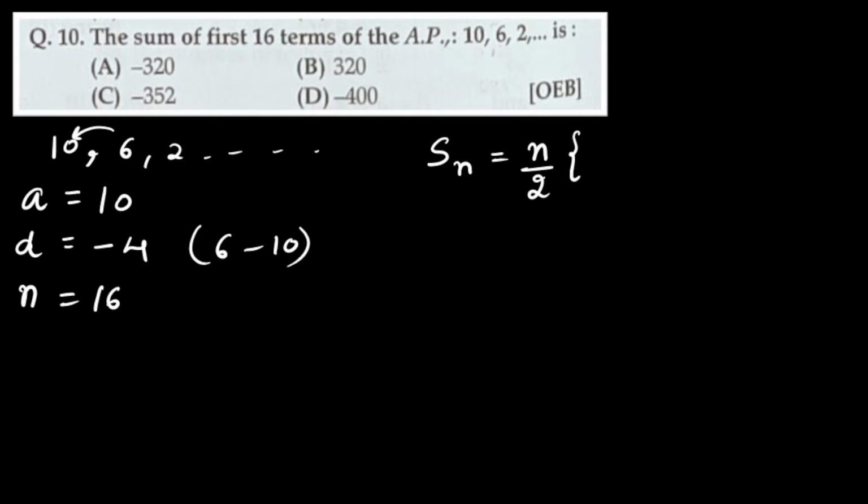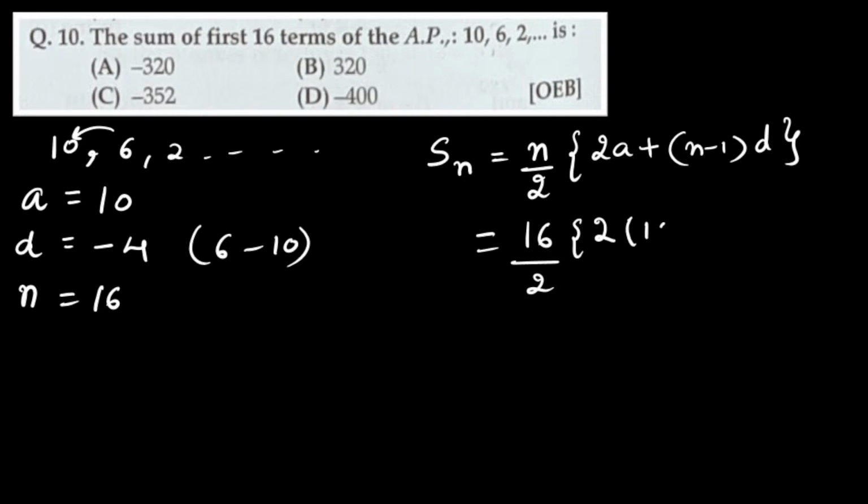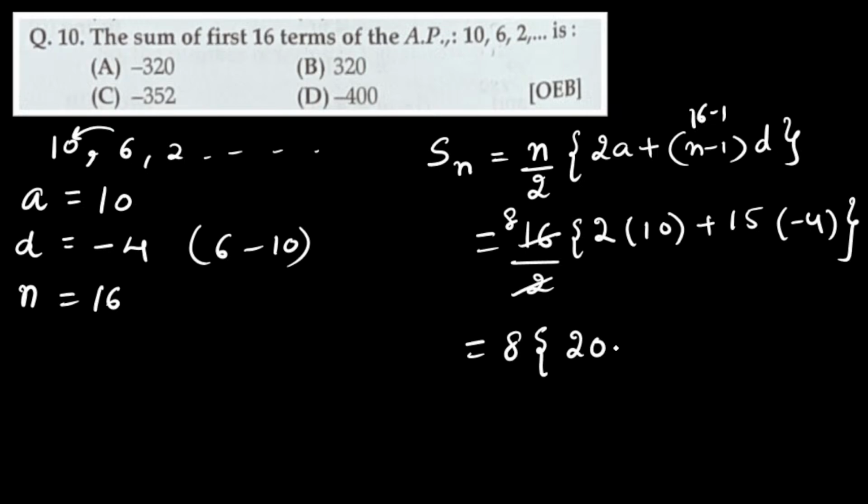So the same formula, n by 2 into 2a plus n minus 1 into d. Here n is 16, so 16 by 2, times 2a, a is 10, plus 16 minus 1 is 15, and d is -4. If we do cancellation, it is 8. So 8 into 2 into 10 is 20, minus 15 into 4 is 60. But 15 into -4 will become negative 60 only.